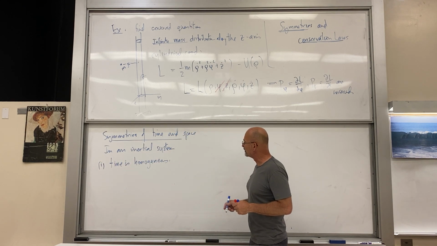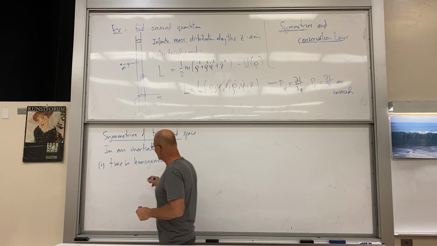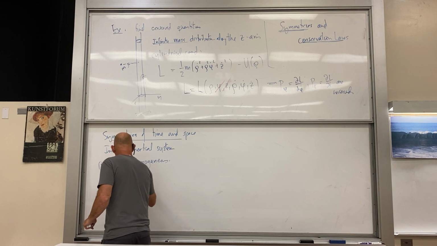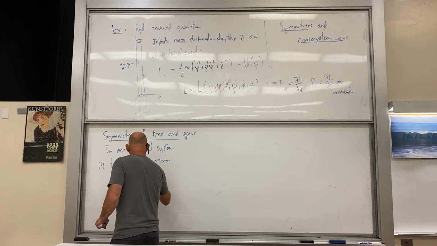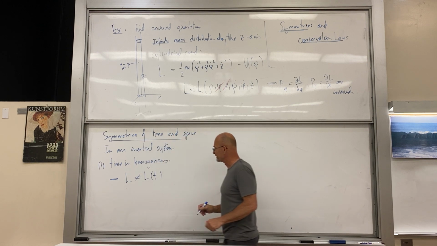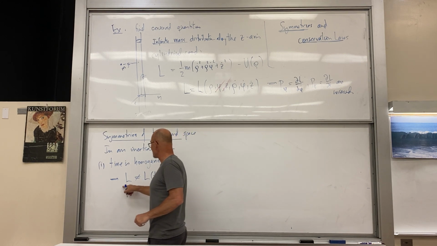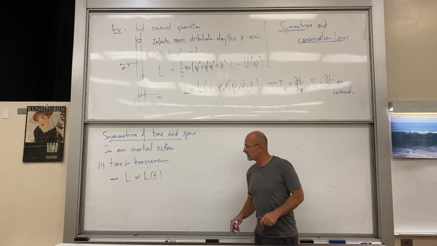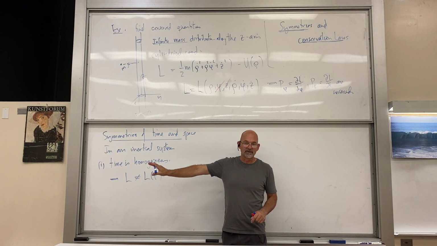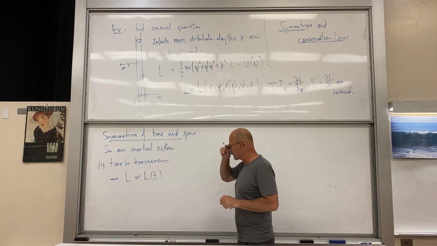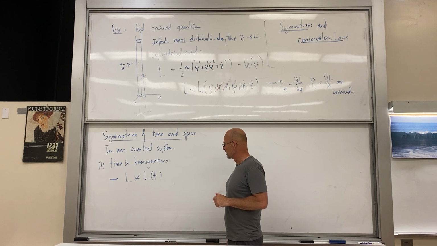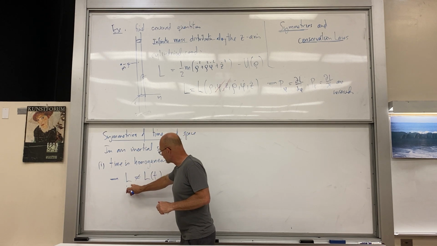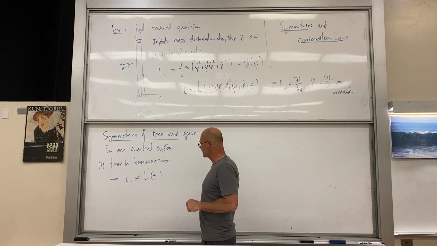So time is homogeneous, and that expresses itself as our Lagrangian is not explicitly a function of time. That's an L. Most of ours, have I erased them? Yeah. We aren't actually building many time-dependent Lagrangians, but we could. We could always have a time-dependent system. So in an inertial system, time is homogeneous, expressed by the Lagrangian not being explicitly a function of time.